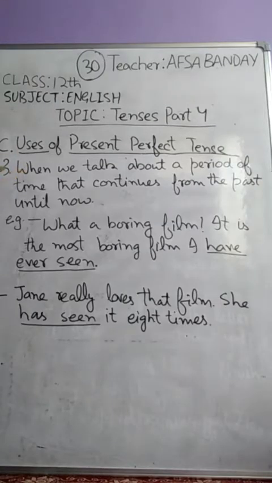Number 3, when we talk about a period of time that continues from the past until now, again there is a connection between past and present, and what we say about from the past up to now up to present, what is the situation. For example, what a boring film. It is the most boring film I have ever seen. From the past up to now, it's the most boring film. That means so many boring films I have watched, and this one is the most boring one I have ever seen. So we have used present perfect.